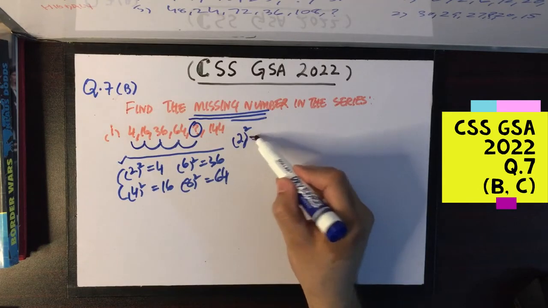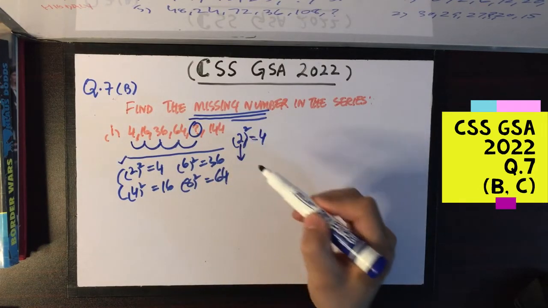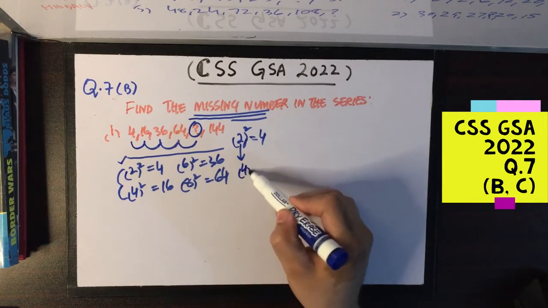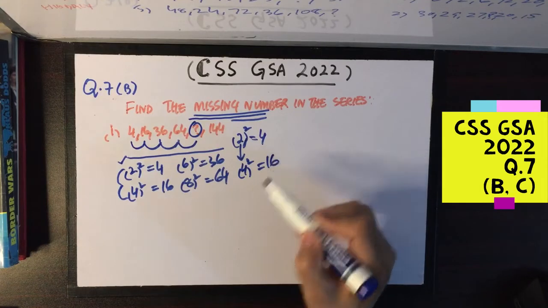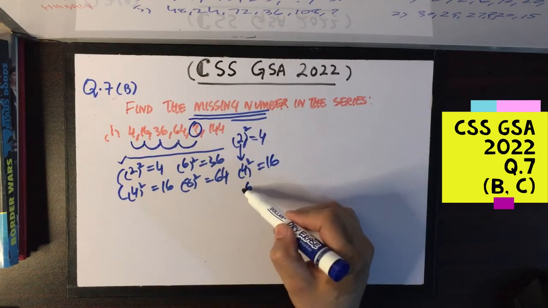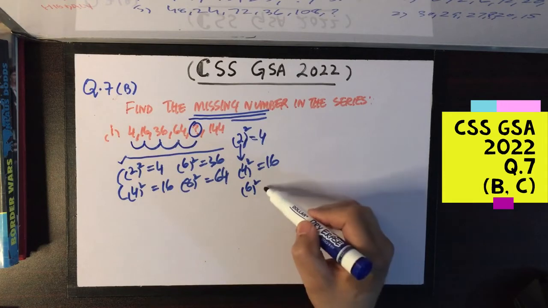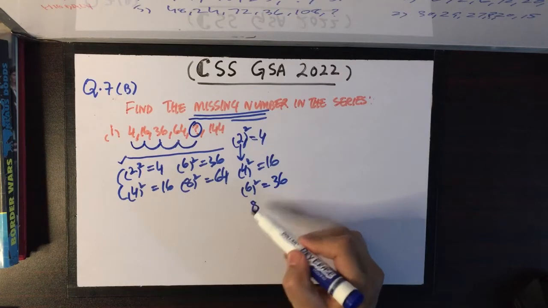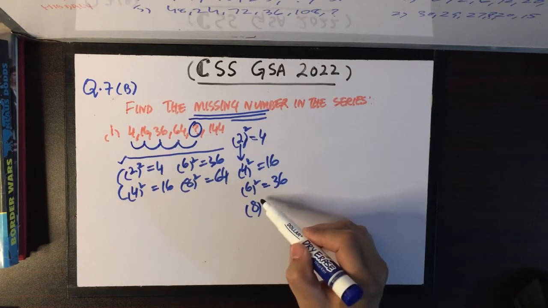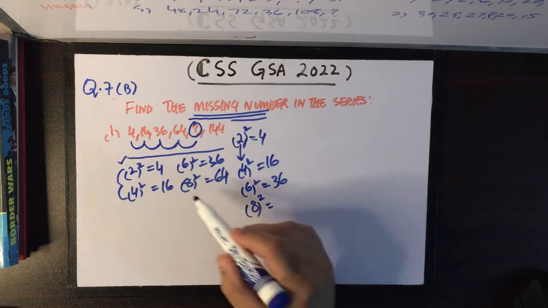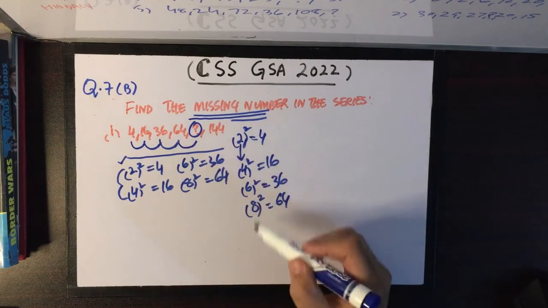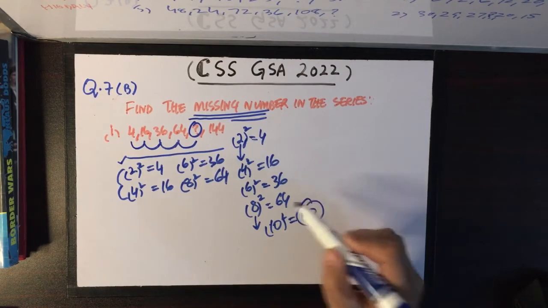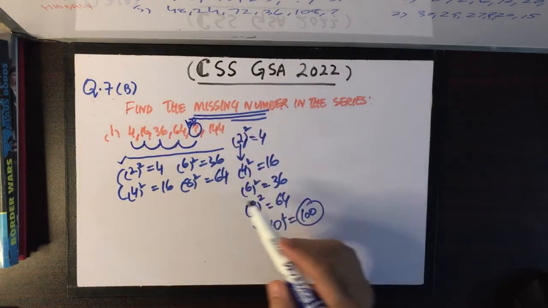For example, 2 square is 4. After 2, the even number that follows 2 is 4. 4's square is 16. And then comes 6. We'll take 6's square, which becomes 36. And after 6, the even number that follows it is 8. 8's square is 64. Now, what follows 8 is 10. If we take its square, it becomes 100. So our missing number is 100.